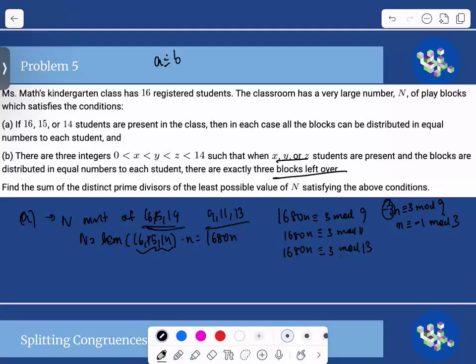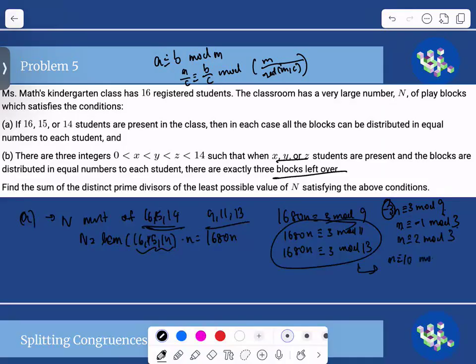If A is congruent to B mod M, then A over C is congruent to B over C mod M over the GCD of M and C. So the GCD of 9 and negative 3 is 3, and you get n is congruent to negative 1 mod 3, and so n is congruent to 2 mod 3. Similarly, you can solve each of these congruences and you would get n is congruent to 10 mod 11, and n is congruent to 1 mod 13.